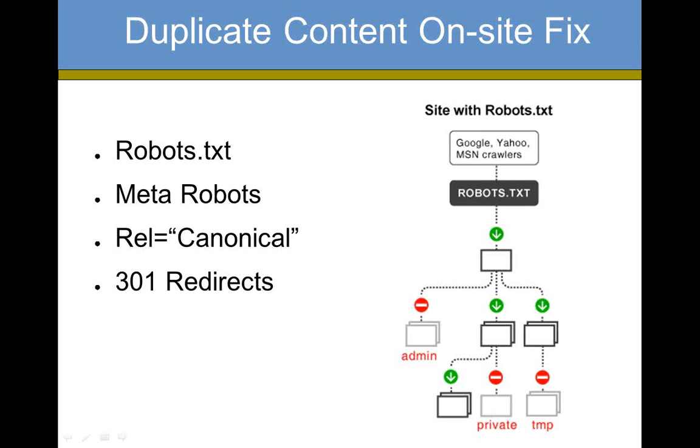And finally, you have 301 redirects, and this is the absolute best option for on-site duplicate content. If you can, take down the duplicate versions of this content and use a 301 redirect to point those URLs back to the original source. This will pass any link value of links pointing to those duplicate pages, and it'll tell the search engine, hey, we realized we had duplicate content, we fixed it, here's the right page to show. This is your best option.